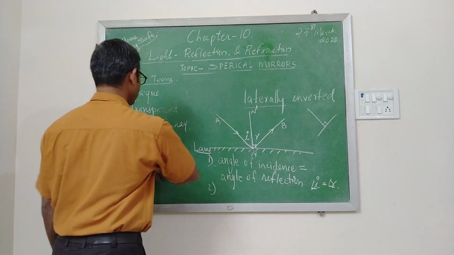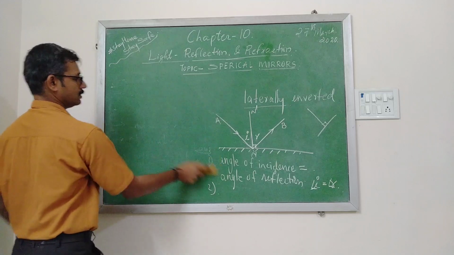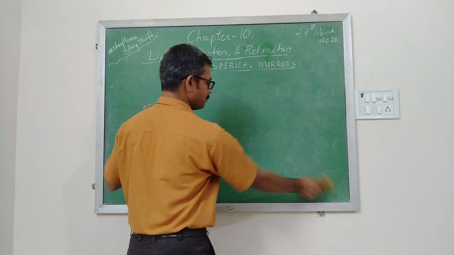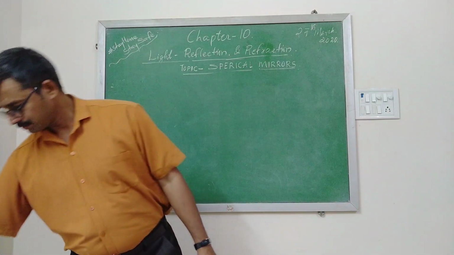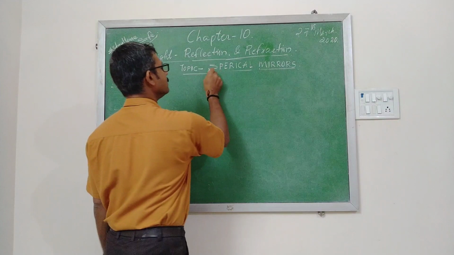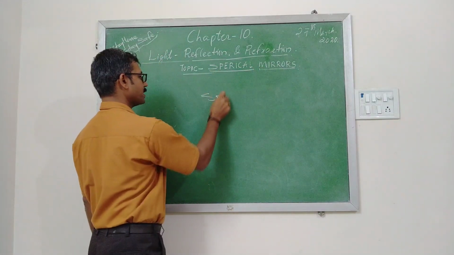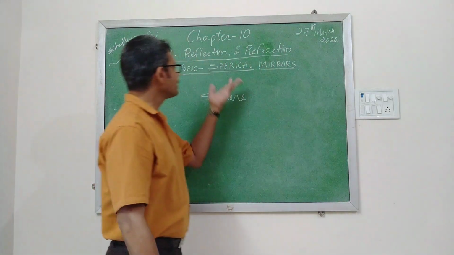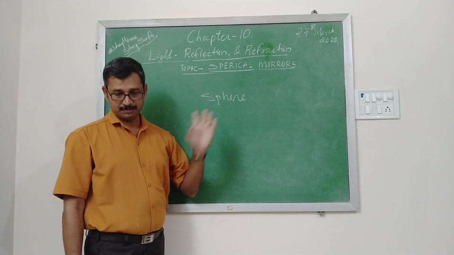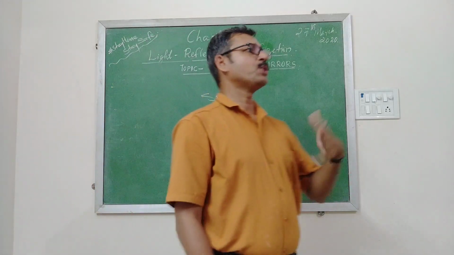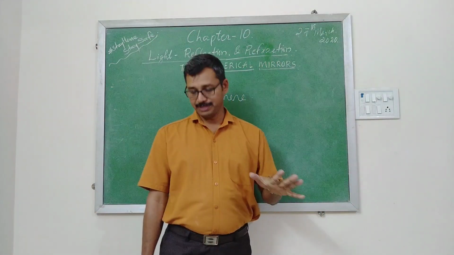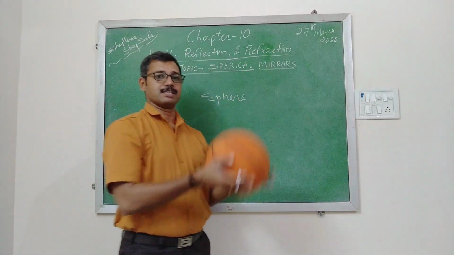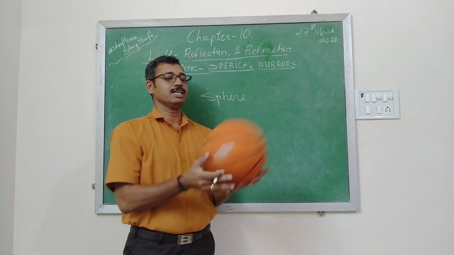Okay, that is what our topic is actually about: spherical mirrors. Now, here comes the term spherical. What does spherical mean? The word spherical came from sphere. Now you know about the sphere, I hope. If you don't know, we can say that this is a sphere. It is the best example of a sphere.